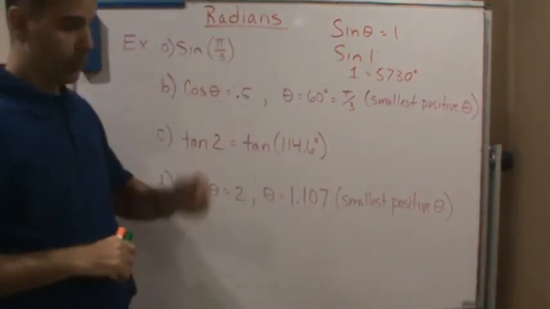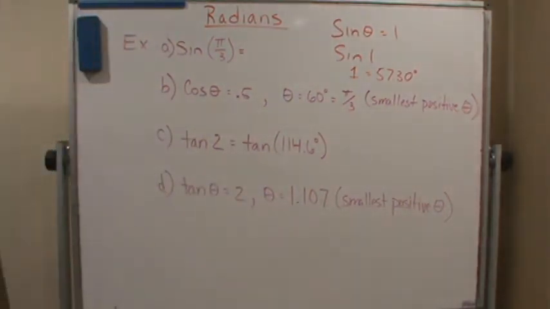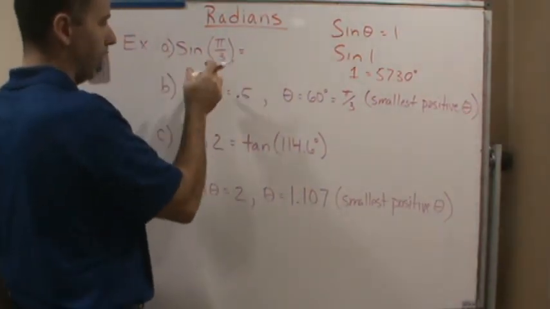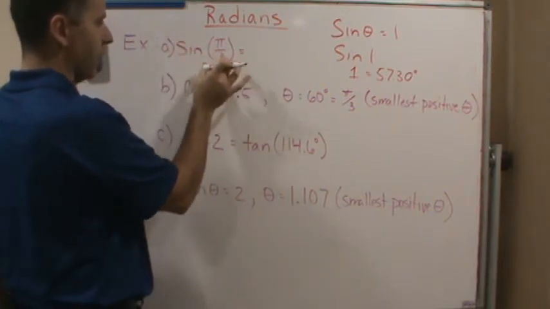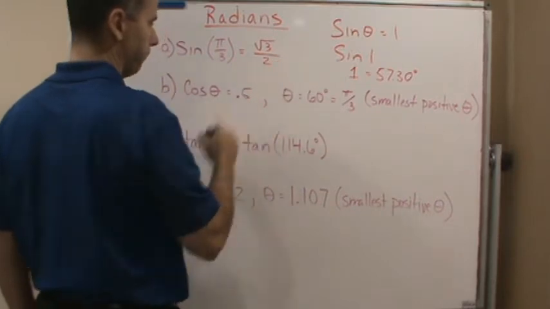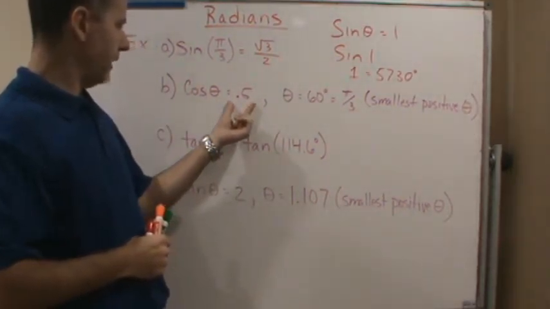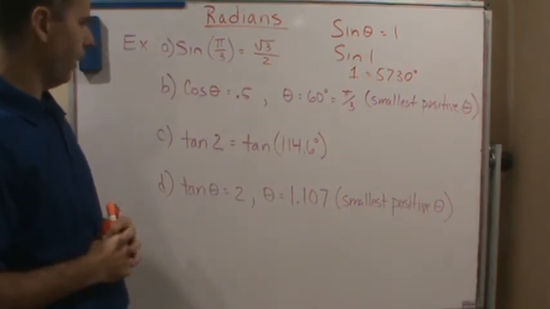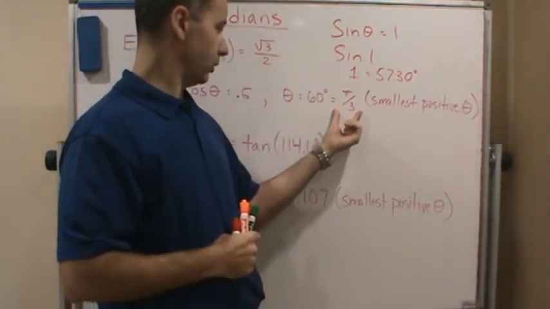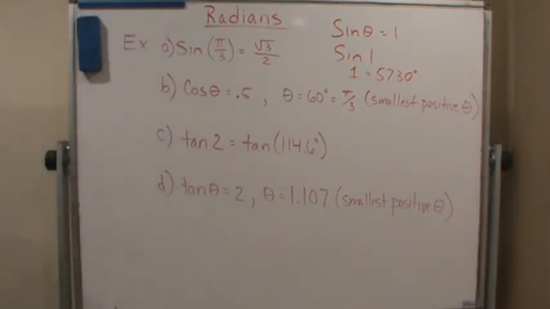So for example, in part A, the sine of pi over 3 is the same as the sine of 60 degrees, which we know is going to be the square root of 3 over 2. And then, of course, sine of theta equals 0.5, where theta equals 60 degrees, which is equal to pi over 3, the smallest positive theta.